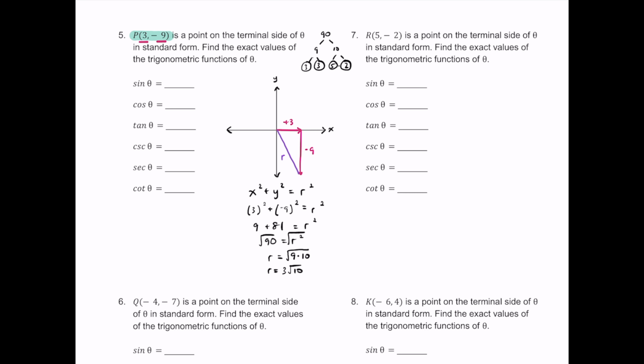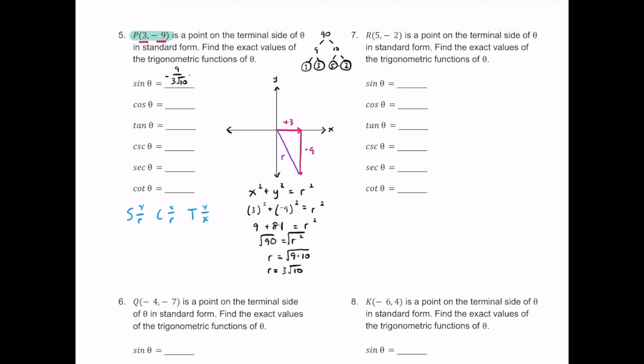All right, so that's going to be r for this problem. Remember, r is always positive. X and y can be negative or positive, but the radius is always positive. Now, what's our ratio? Sine is y over r, cosine is x over r, and tangent is y over x. Okay, and so sine, let's go with that one. That's y over r. Y is this, right? And then r is going to be this 3 root 10. So y over r, that's going to be negative 9 over this 3 root 10.